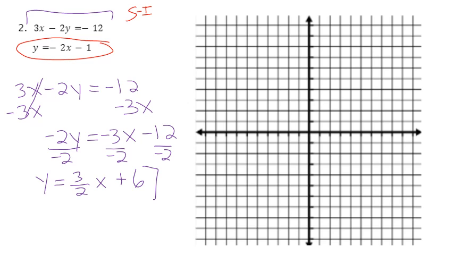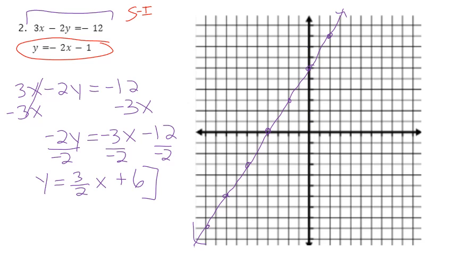So if I graph this one down here, I'm going to start at positive 6. 1, 2, 3, 4, 5, 6. And then I'm going to go up 3 over 2. And I might do the same in the other direction too, so down 3 over 2. Okay, and then we're just going to do our best to connect it.